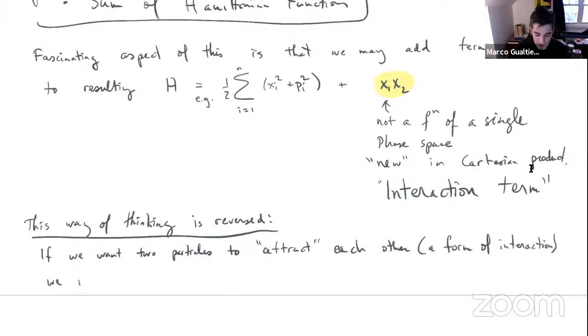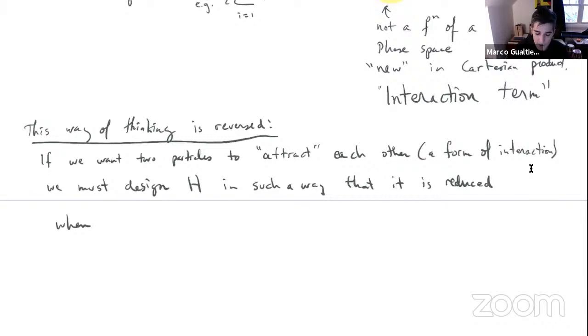We must design the Hamiltonian function. We must design this special function that governs the behavior of the system. We must design it in such a way that it is reduced when q1 minus q2 is small.